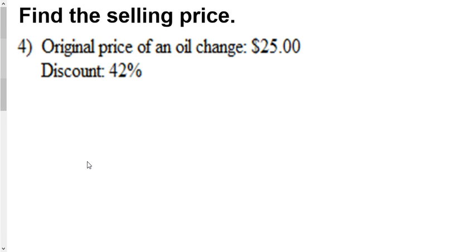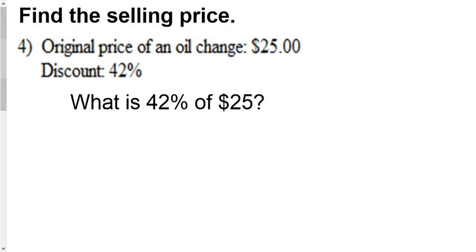Original price for the oil change is about $25. Let's say for some reason you get a weird percent discount of 42%. So ask yourself, what's 42% of $25? Go ahead and change the percent to a decimal and multiply that 0.42 by 25. That's the original price that we're multiplying it by, and the result is what 42% of $25 is, which is 10.5. So 10.5 is literally 42% of $25.